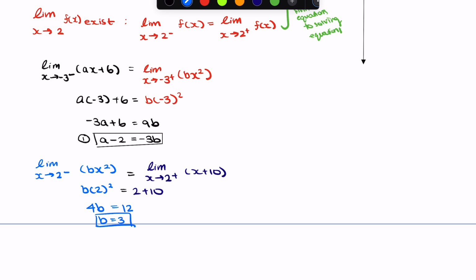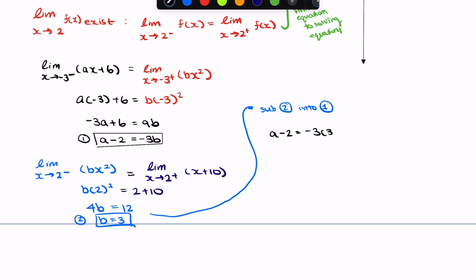So that's our second equation: b is equal to 3. And we simply sub b is equal to 3 into the first equation. So just write this over here. Sub 2 into 1. So here we'll have a minus 2 is equal to -3 times 3, or a minus 2 is equal to -9, and a is equal to -7. So we have a is equal to -7, and b is equal to 3.